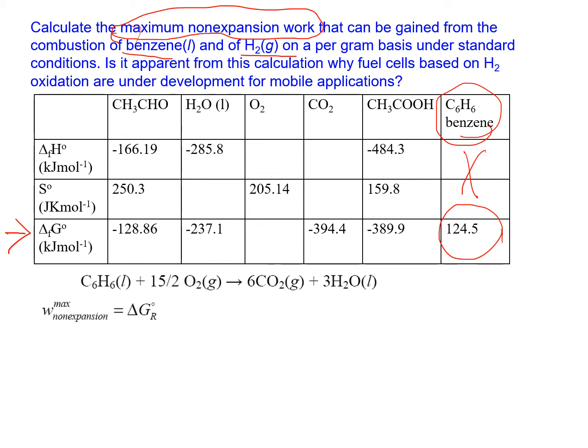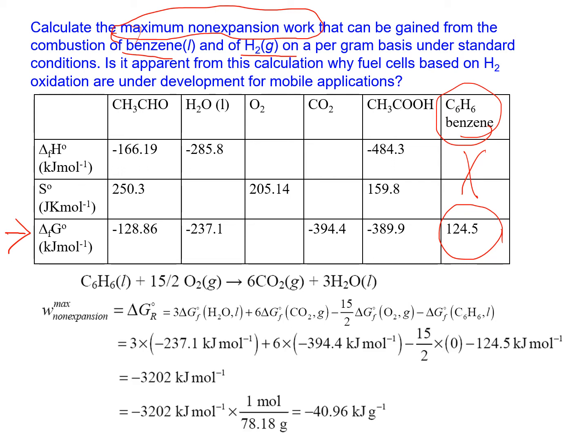So the delta G, right? The maximum non-expansion work should equal the reaction Gibbs energy, which in this case is the formation Gibbs energy of product minus formation Gibbs energy of the reactants. So find those data, and the answer should be negative 3,202 kilojoule for every mole of the reaction. In this case, you can say 1 mole benzene will generate 3,202 kilojoule energy to do useful work.